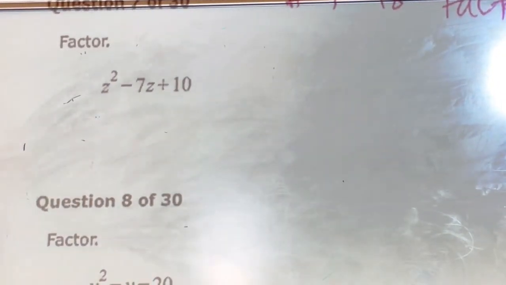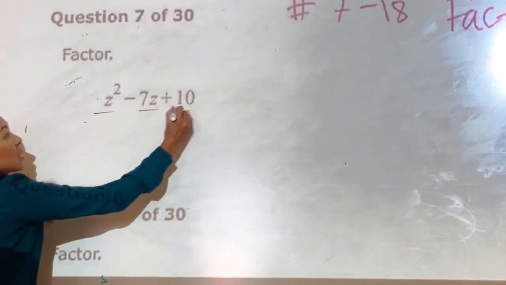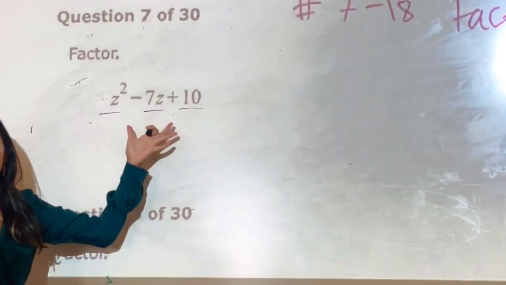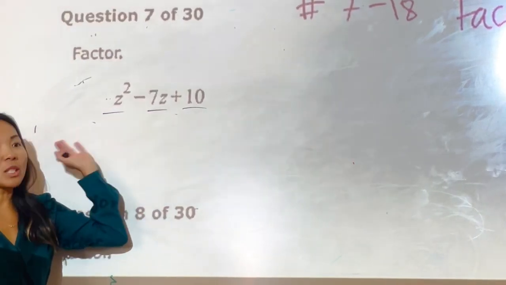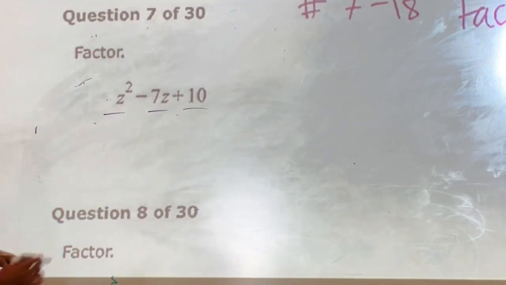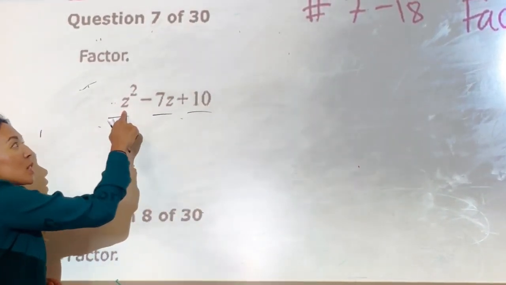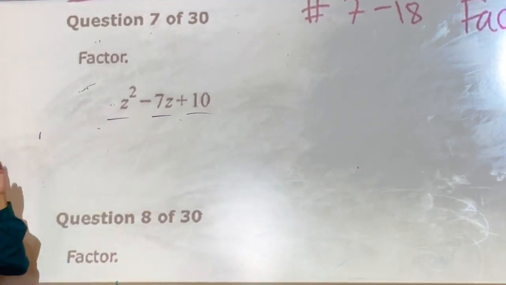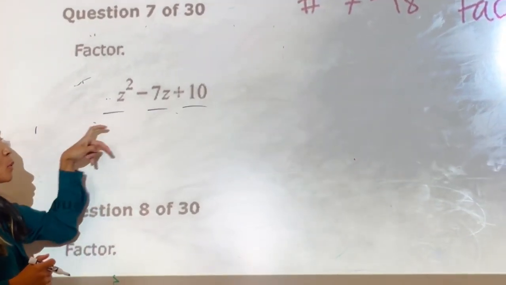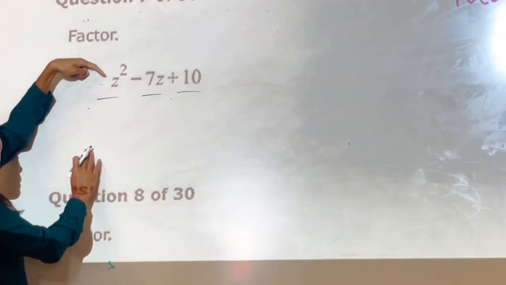So first of all, how many terms? 3. Uno, dos, tres. Is there a GCF? No. So no GCF, so I don't have to pull anything out. Okay, so how Xboxing works is I look at the first term and the last term. The first term, I ask myself, what two items, what two factors multiply together to give me z squared? What multiplies to give me z squared?